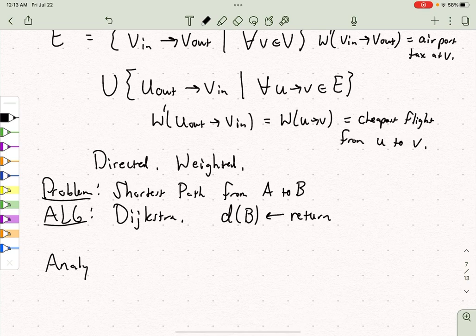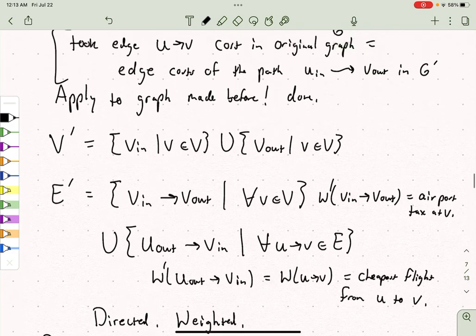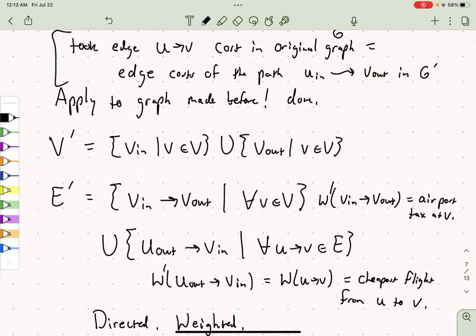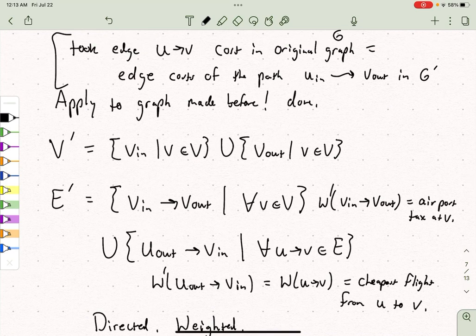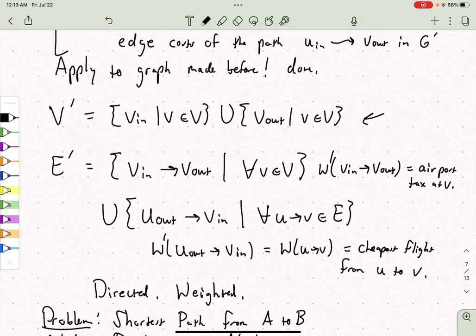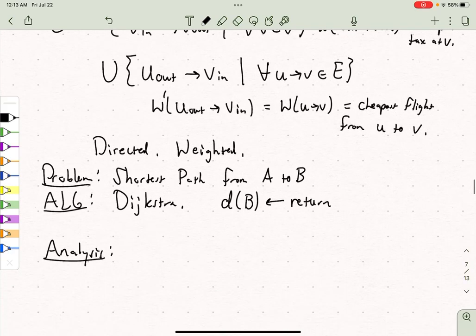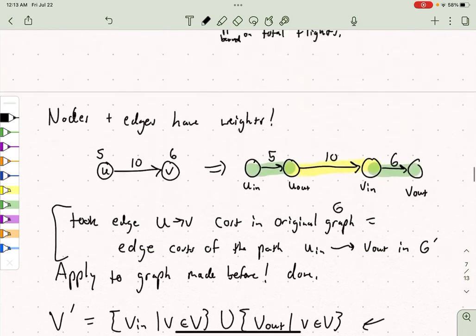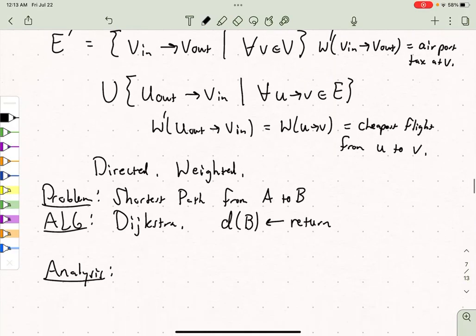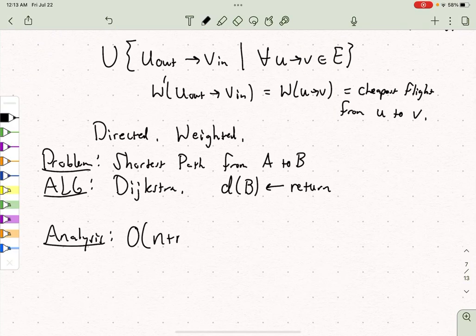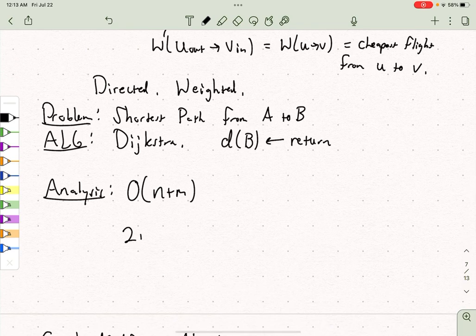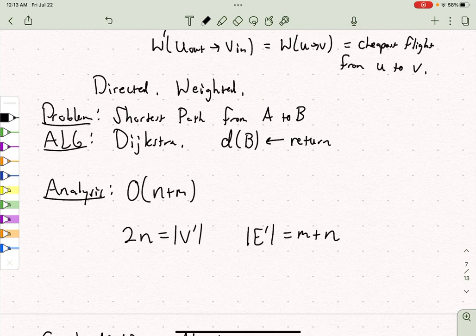Okay. And finally, what's the analysis? Well, how long does it take us to construct this graph? Well, really, we're only doing twice as much work. So it takes twice as much time to double all the vertices, and we're just adding one edge per vertex, so at most M more work, or N more work if there's N airports. So overall, it's still going to be O of N plus M, because now we just have 2N as the size of V prime, and the size of E prime is going to be the original M plus an extra edge for each airport. And that's it.